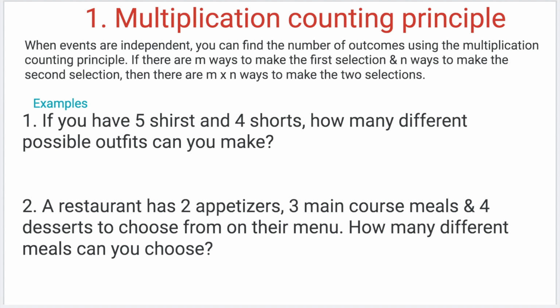So here are two examples that we're going to go over. The first one says if you have 5 shirts and 4 shorts, how many different possible outfits can you make? So this is a pretty typical scenario where somebody goes traveling and they need to pack enough clothes to have enough outfits on their trip. So how would you figure out all the possible outcomes? So you need to multiply 5 times 4 equals 20. So you can come up with 20 different outfits with just 5 shirts and 4 shorts.